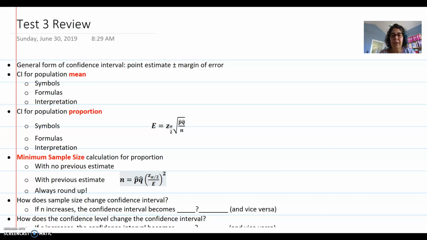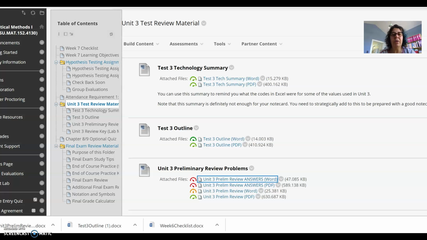So first of all, what I suggest, if I go to our course website, you will see the test 3 review material block. Under that block, you will find the test 3 technology summary. Make sure that you well understand this text summary and write down, copy down, and print out on your 4x6 cheat sheet the required elements from that technology summary.